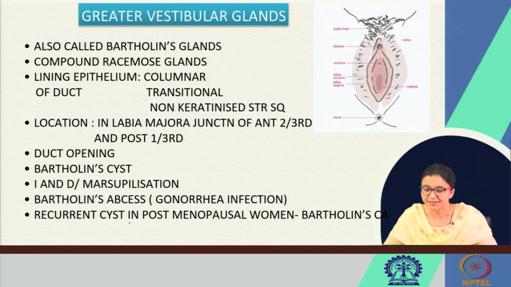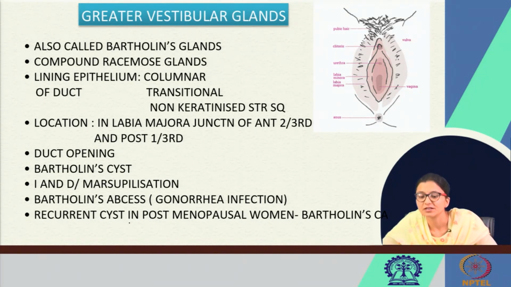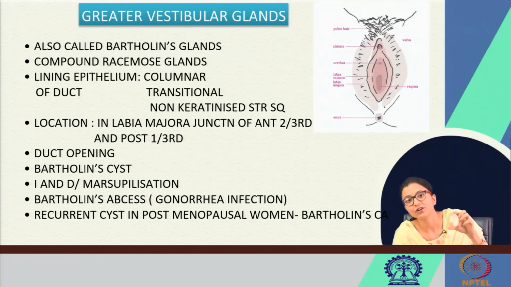Coming to greater vestibular glands, we will talk about it in greater detail because it has clinical implications. Greater vestibular glands, as I have already told, are also called Bartholin's glands. Now, Bartholin's glands are actually compound racemose glands, right? Where is their location? They are located at the junction of anterior 2/3 and posterior 1/3 in the labia majora.